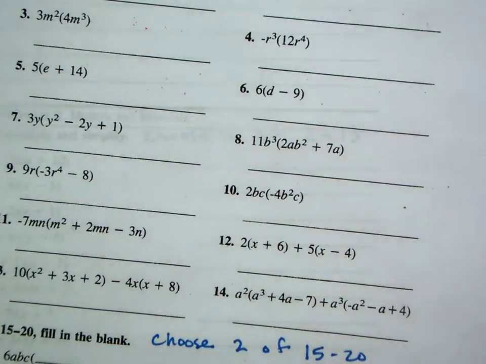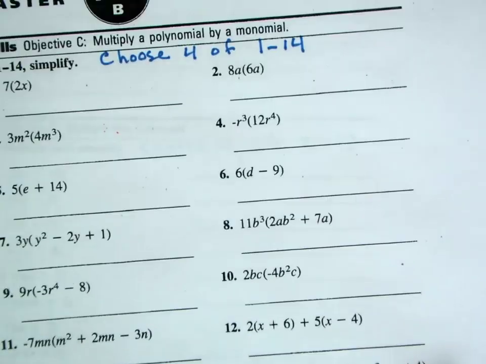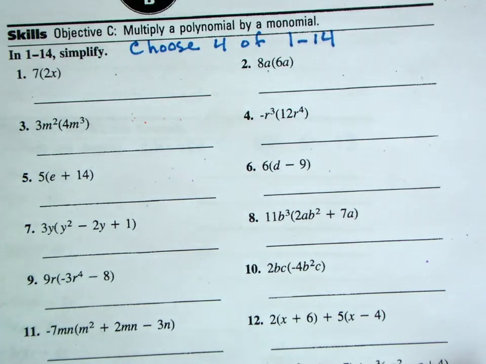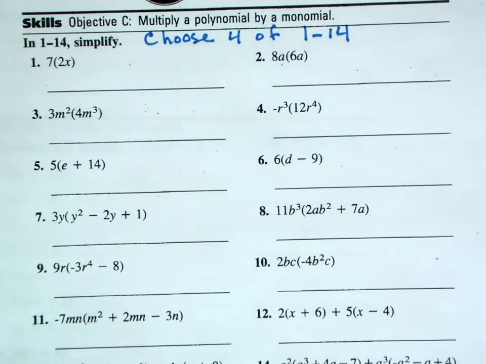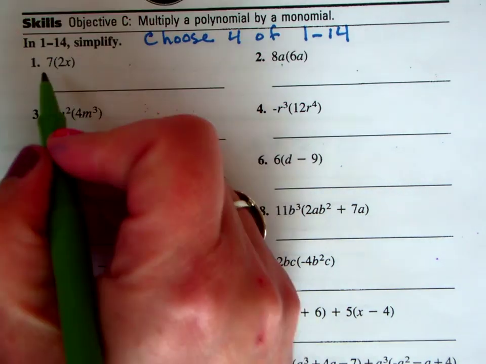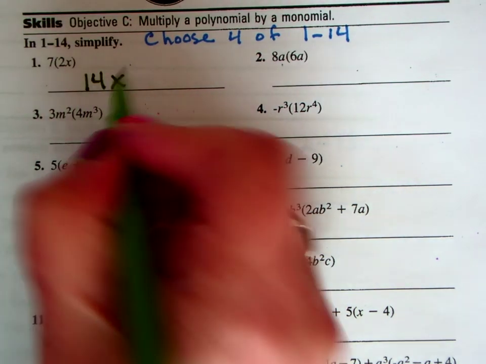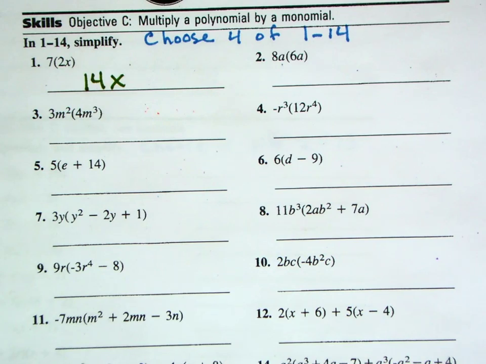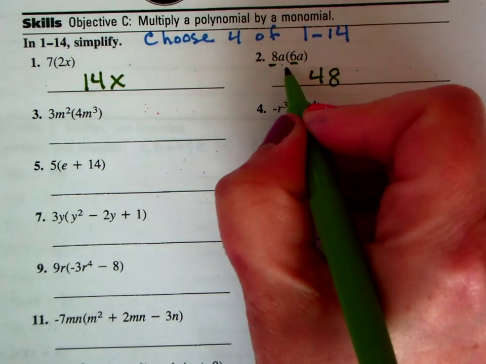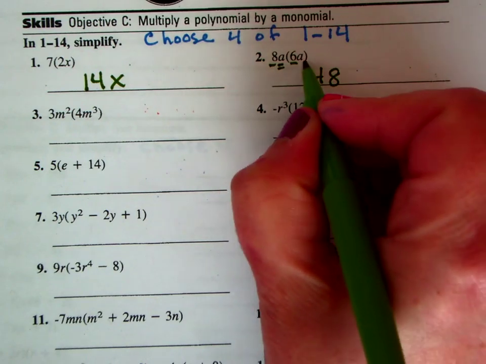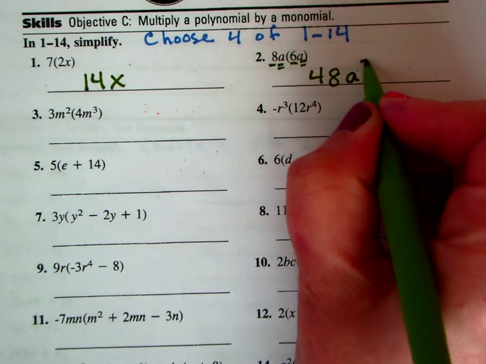Now, if you're choosing 4 of 1 through 14 on the second set of problems, we're just going to simplify each of these. So we're just going to multiply. So 7 times 2x, 7 times 2 is 14. The answer is 14x. You're done. Okay, 8 times 6 is 48. And from our previous unit, a times a should be a squared.